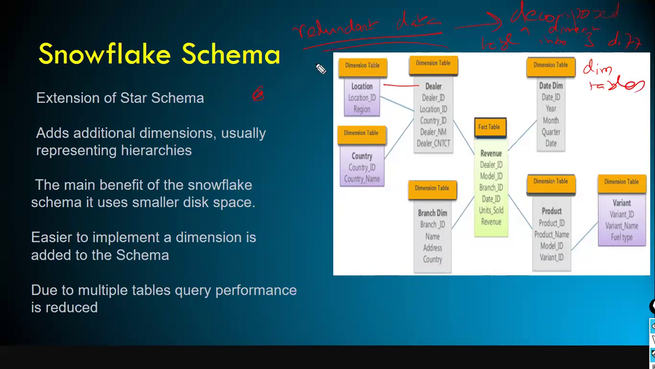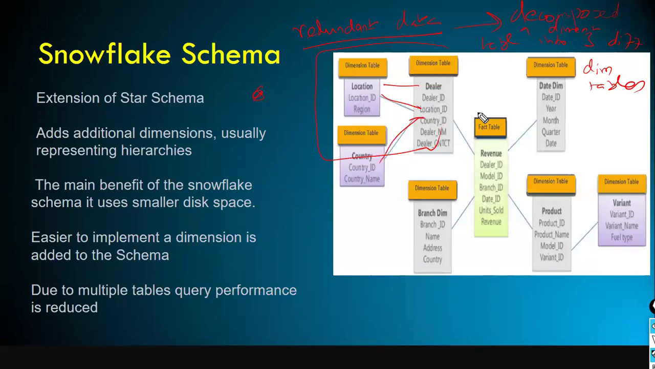So if they ask you which tables, you can tell the dealer dimension table. Instead of storing the location and country together in the dealer dimension, we split them and stored the location in another dimension table, the country in a separate dimension table, and the dealer alone in its own. All these tables are linked by key columns: location ID gets linked to location ID, and country ID gets linked to country ID.